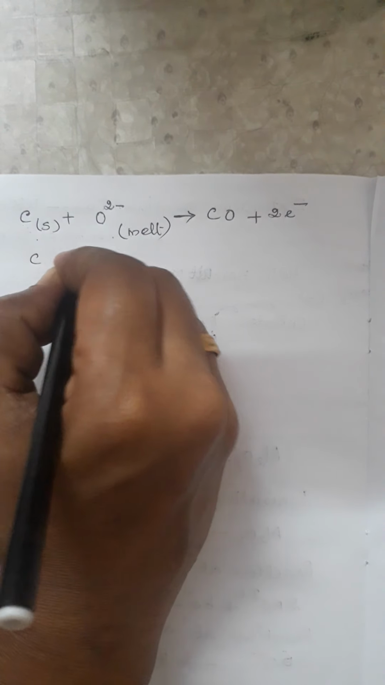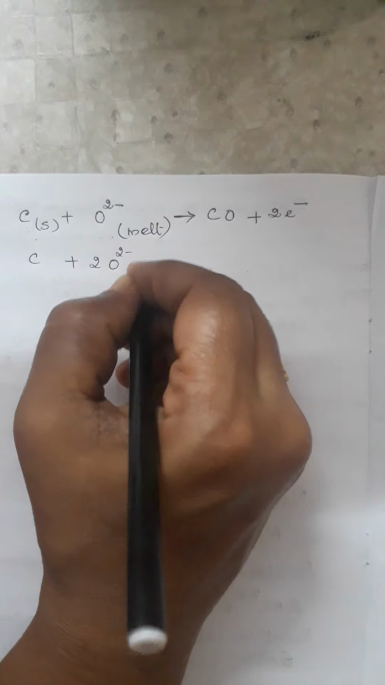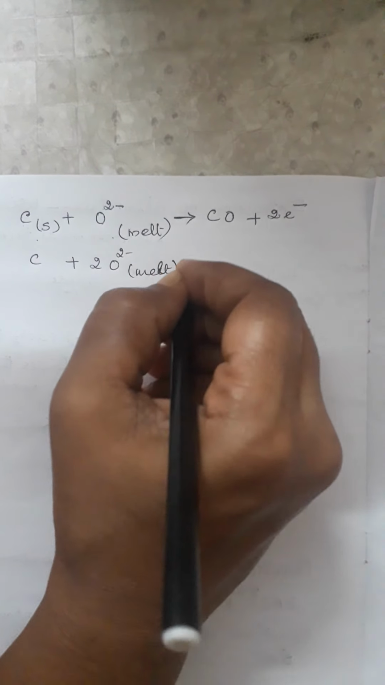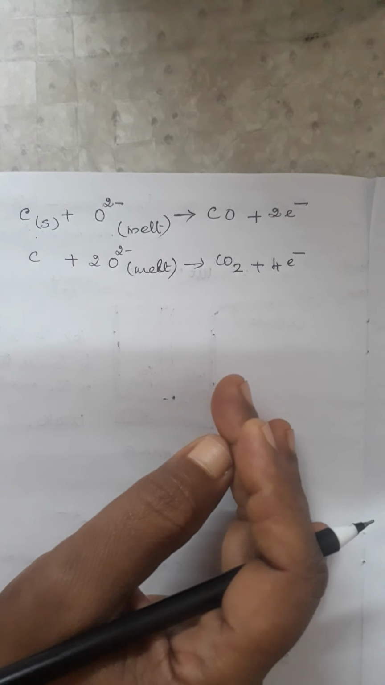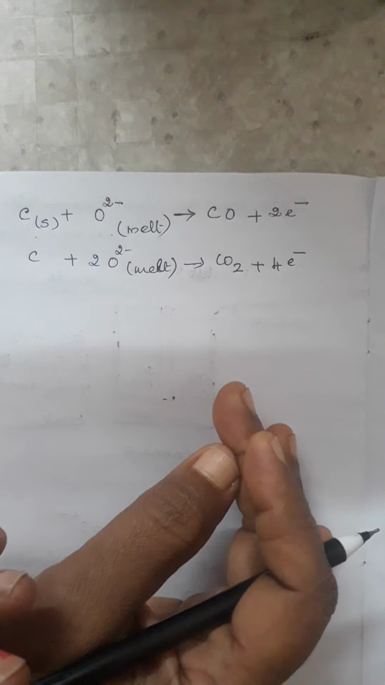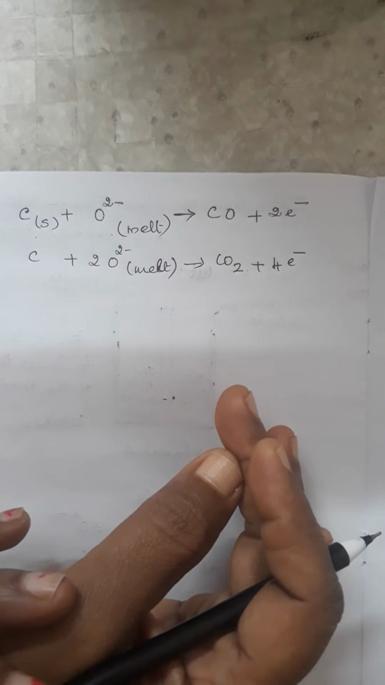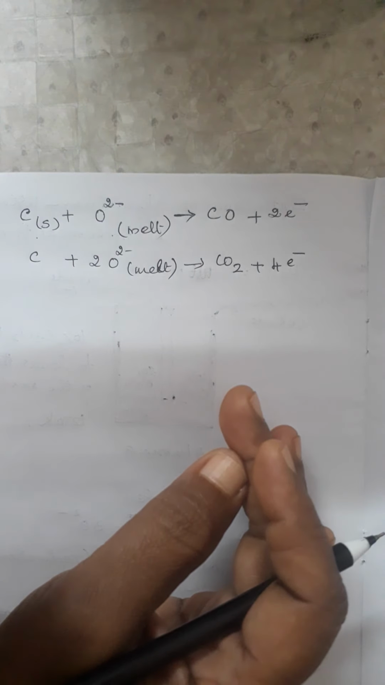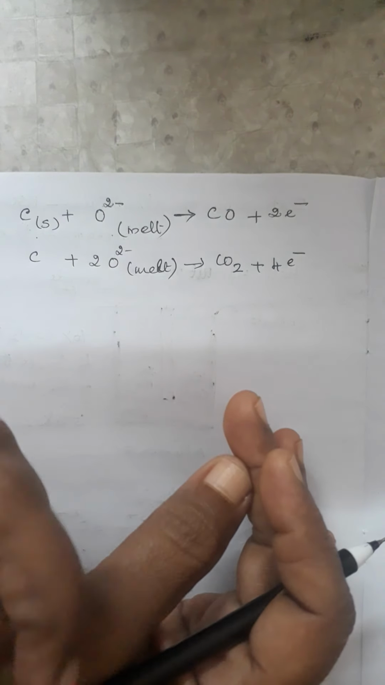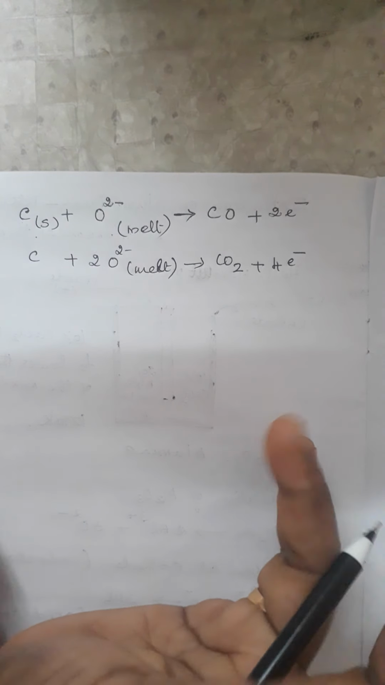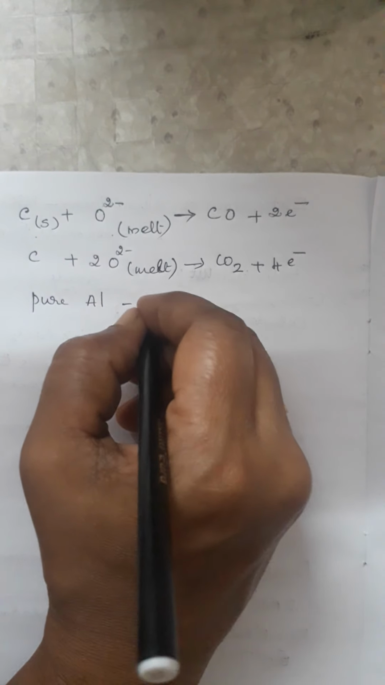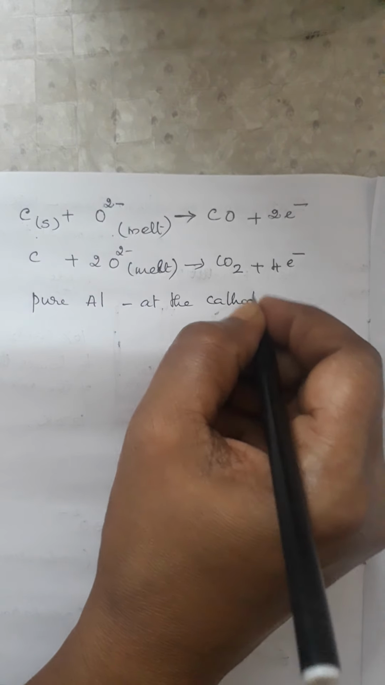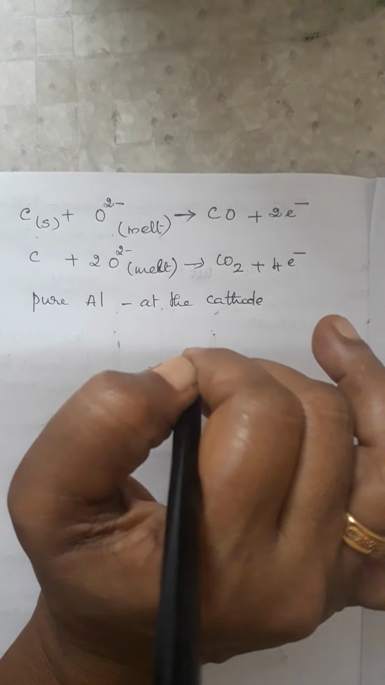And if carbon combines with 2 oxygen atoms in the melt, this will become CO2 plus 4 electrons. Okay. Therefore, due to the above reactions, these anodes are slowly consumed during the electrolysis. That is, they keep decreasing in size. That is, carbon is consumed during the electrolysis. Now, the pure aluminium is formed at the cathode and settles at the bottom.